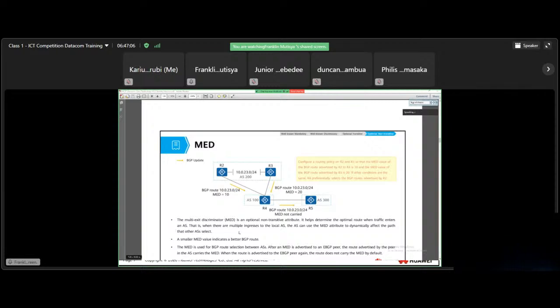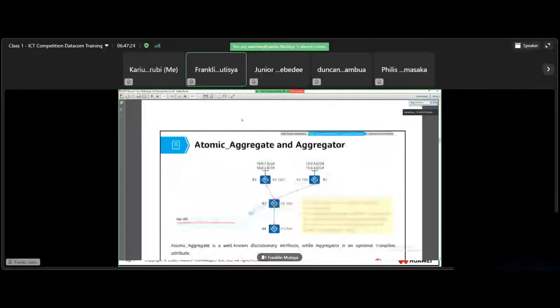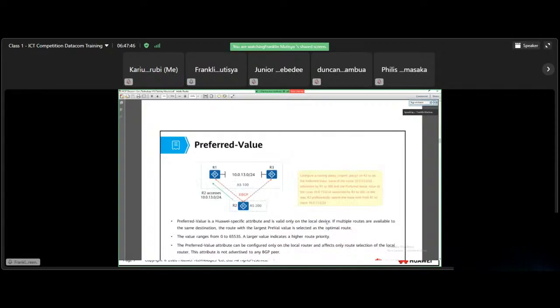So this one determines which part of the autonomous system is suitable for incoming traffic. You will read this; they will not ask you so much detail on it. So we have the atomic aggregator. These are well-known discretionary attributes. They're used when summarizing routes. Remember we said the aggregate command is used to summarize BGP routes. So the atomic aggregator and the aggregator are used especially when you are exchanging summarized routes to other peers.